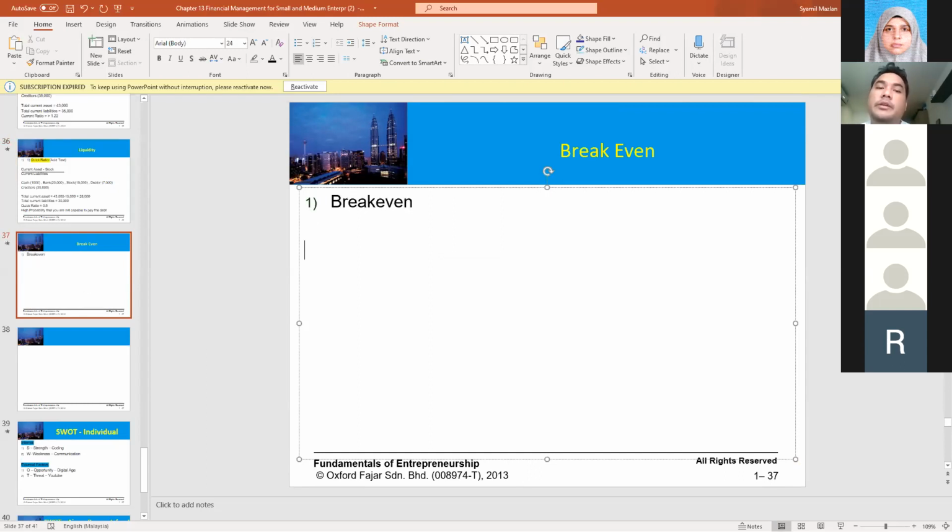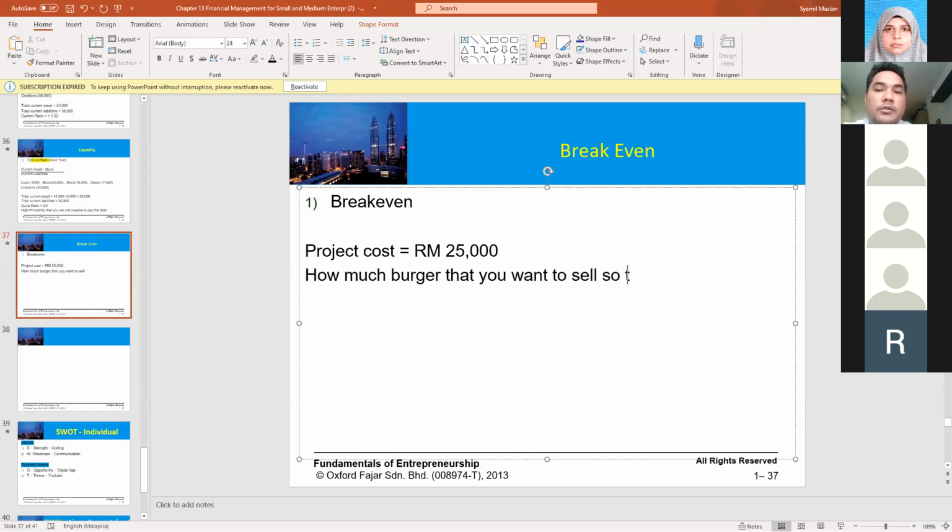Okay, what is meant by break-even? For example, your project cost is about 25,000. Remember that before you do the cash flow statement, the income statement, and the balance sheet, you need to do a project statement. So your project cost is about 25,000. How many burgers do you want to sell so that you can break even?